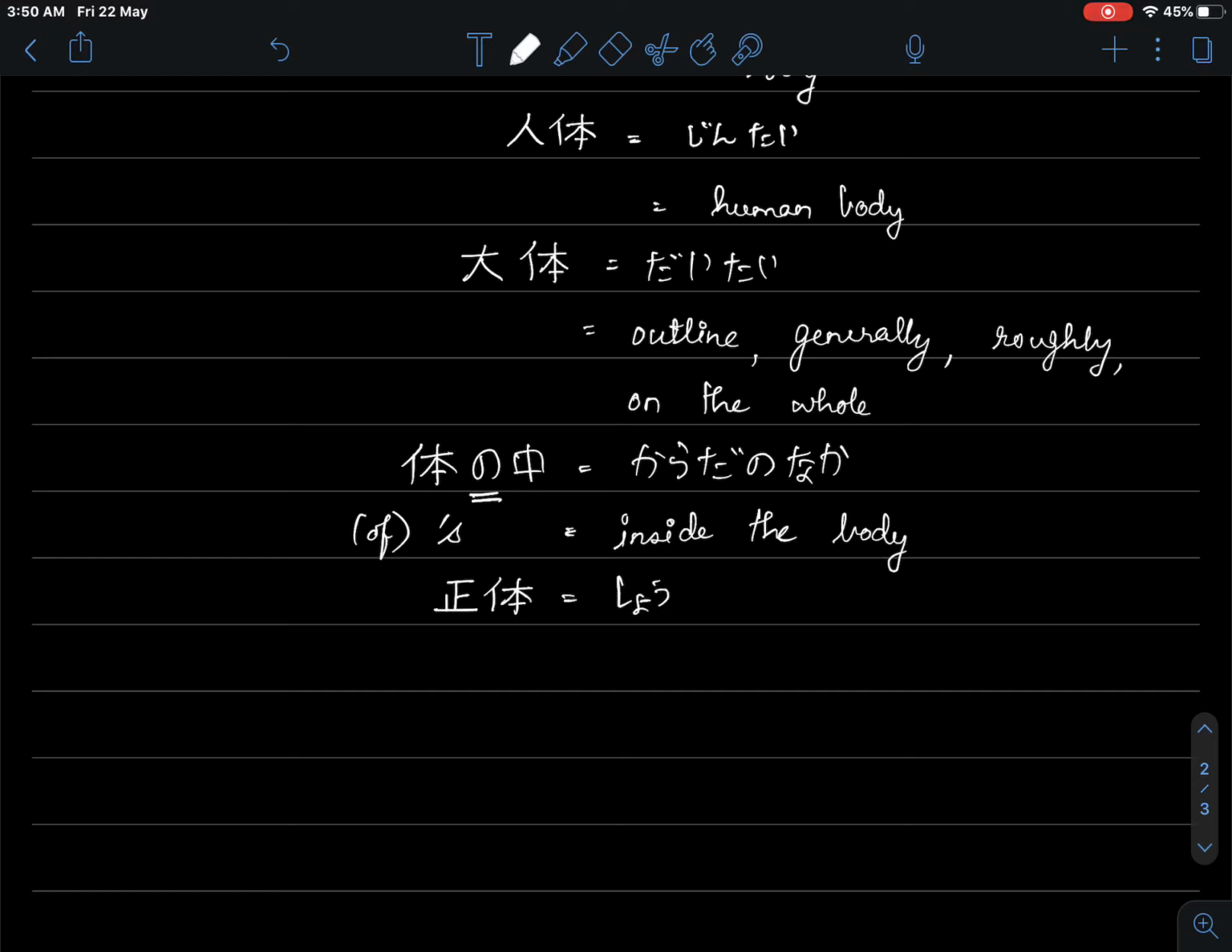This will be read as shotai. Shotai, which means one's true shape, or consciousness. Consciousness. Okay.